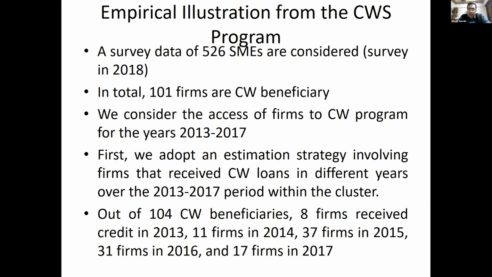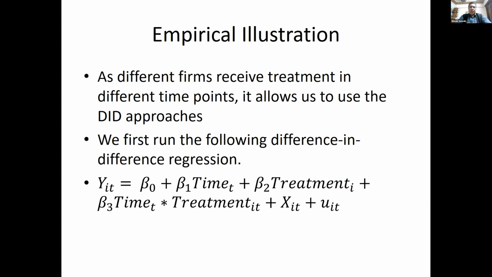And these beneficiaries are not beneficiaries at a single time. So we see that from 2013 to 2017, they got the treatment. Treatment means they entered into the program in different years. So 8 firms received in 2013, 11 in 2014, and 37, and so on. So our empirical strategy involves that different firms receive treatment at different time points. So it allows us to use the difference-in-differences approach. So we first run the following difference-in-differences regression.